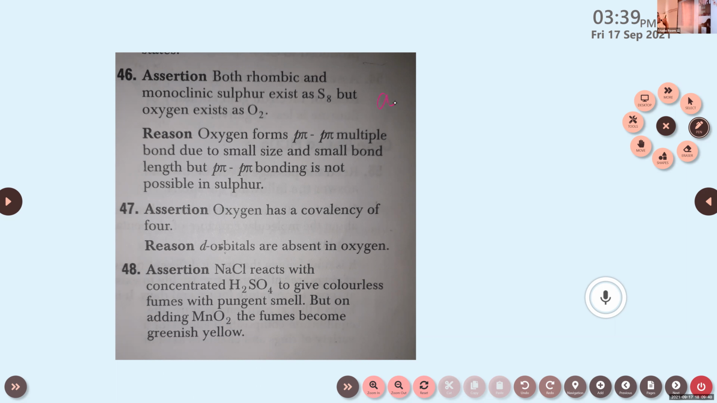Because we know that oxygen is in the second period, it does not have d orbitals, so it will form O2. It can exist as an O2 molecule. D orbital is absent. In the case of sulfur, that's in the third period, it has d orbitals. So p-pi d-pi bonding is possible.